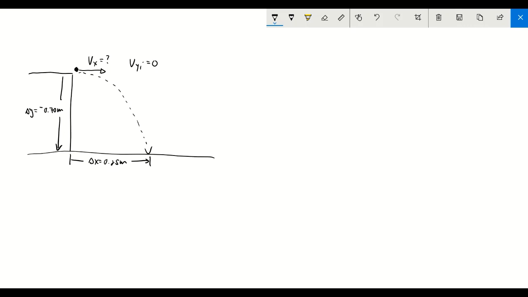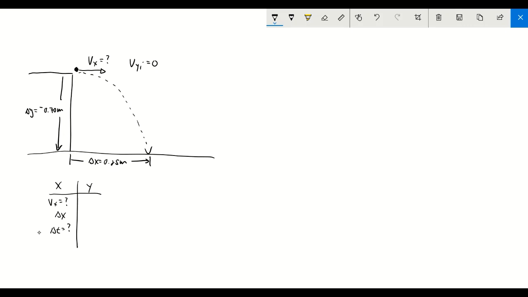What we're going to do is make an x and y table to keep track of all the information that we have. So in the x direction, we actually don't have Vx. We want to find out what that's equal to. We do have the displacement, which is the range, but we do not have the time. There are only 3 variables in the x direction. We don't use a kinematic equation in the x direction because there's constant velocity.